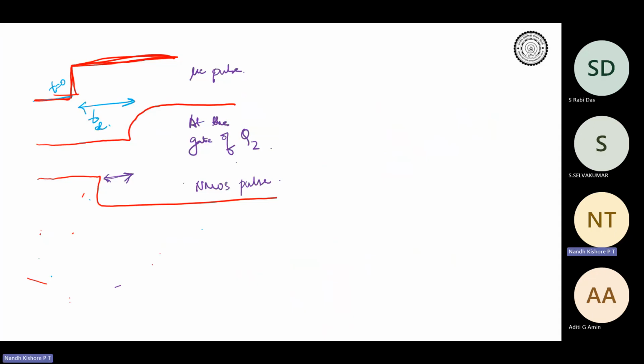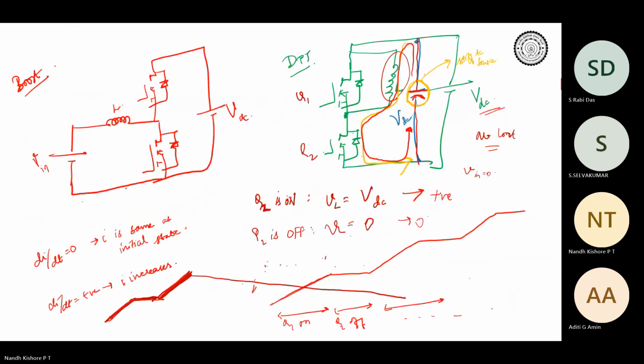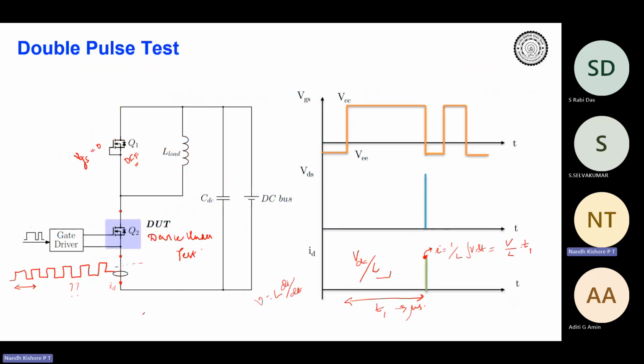Okay, fine. So the next thing logically you should ask is what happens when you give the pulses, even over here, to the gate of Q2. Just after you give the pulses, what happens? If you can recall how the device turns on, we also saw this in the double pulse test previously, right? So what did we see?